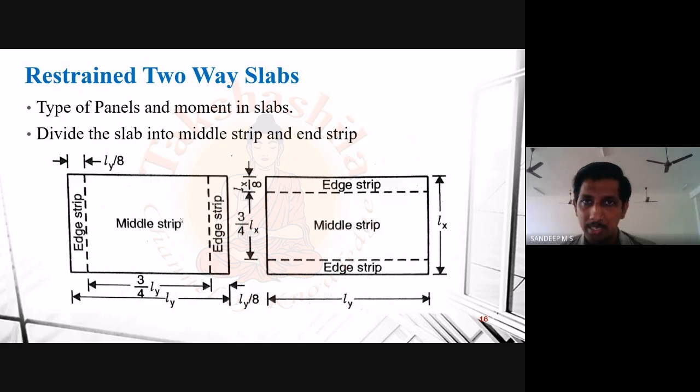That is, what is the condition? Are they free to rotate at the ends? Are they simply supported or not? Or is there any provision for preventing torsion? That is what you have to check. If there is, the effect of torsion should be included.